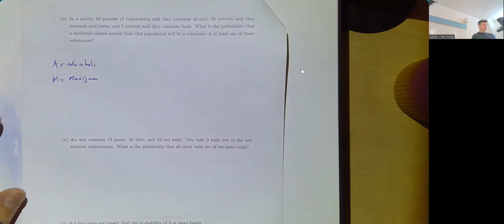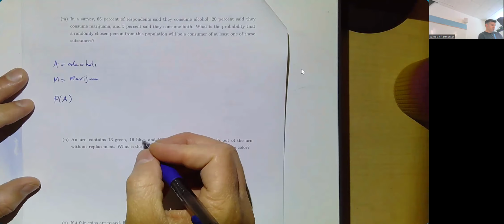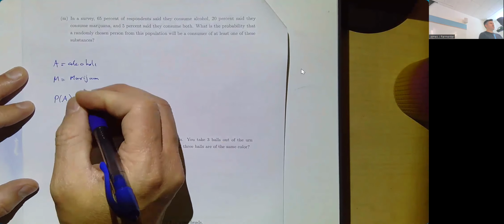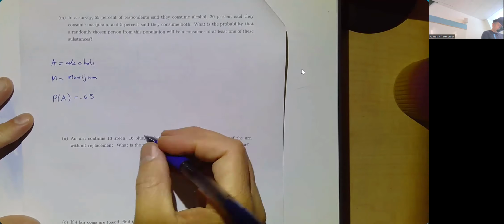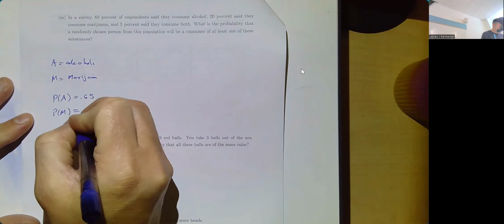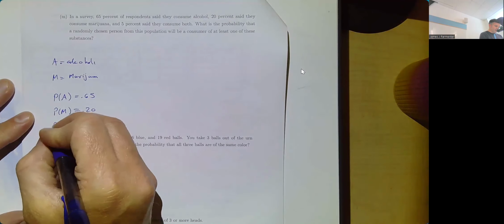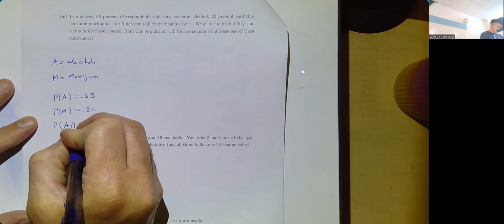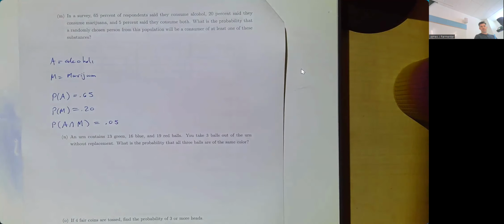And so here's what they've told us so far. When you read these, you want to write down the pertinent information. The probability that someone consumes alcohol is 65%. That's what we mean when we say 65% of people do that. It means if you randomly grab someone from the population you're surveying, there's a 65% chance that you grab someone who is consuming alcohol. 20% consume marijuana. And 5% consume both. So the probability of A intersect M is equal to 0.05. So that's what we've been given.